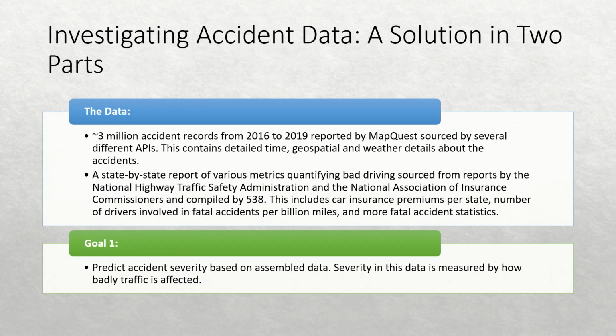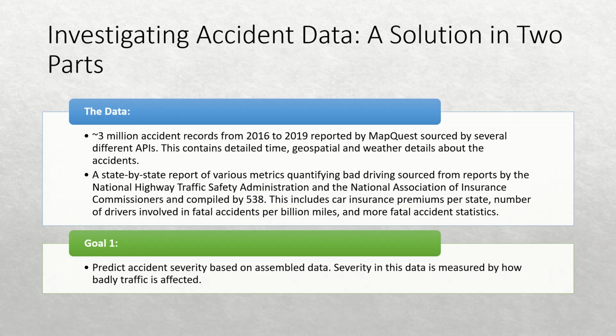of the accident. And also, I'm including a state-by-state report pulled together by 538 from a couple different sources that tries to quantify a couple of metrics describing bad driving. It includes things like average car insurance premiums, number of drivers involved in fatal accidents per state, and a few other statistics, mostly surrounding fatal accidents, which is what I'm mainly focusing on.